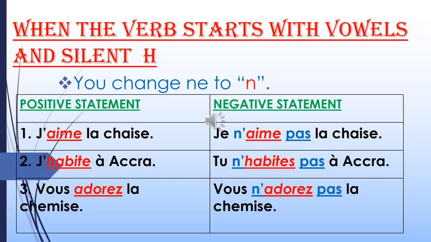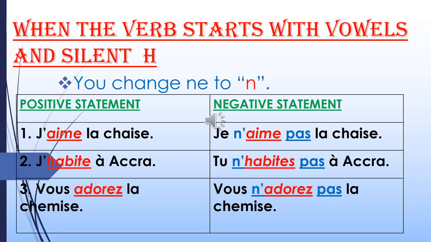Let's check the second one. J'habite à Accra. I live at Accra. Someone will say I stay at Accra. So the verb is live or stay. Tu n'habites pas à Accra. The verb is habite. Habite starts with a silent H. Let's note that in French, not all the H are silent. Some are silent, some are not. Here we are dealing with only the silent H. So we write n'habite instead of ne habite. That's N apostrophe, then the verb, then the pas.